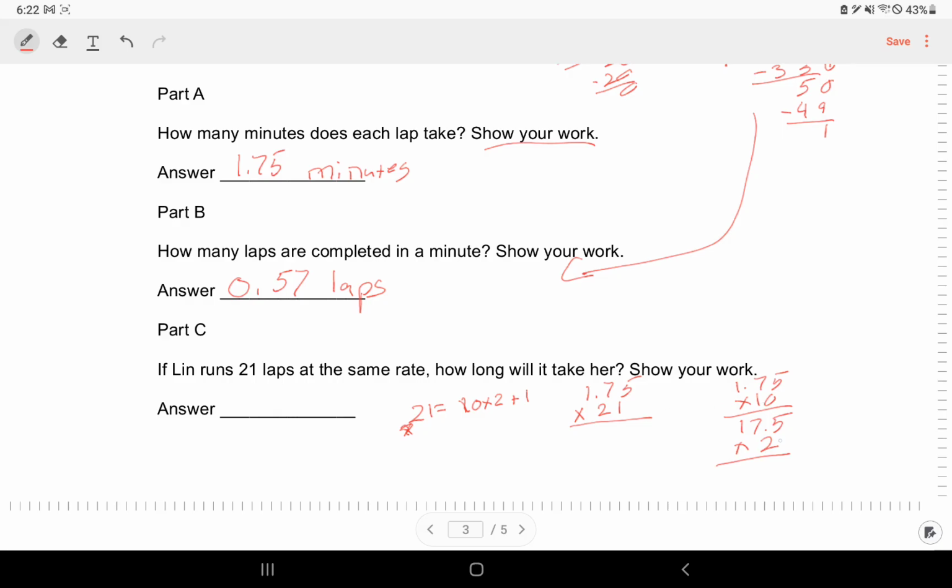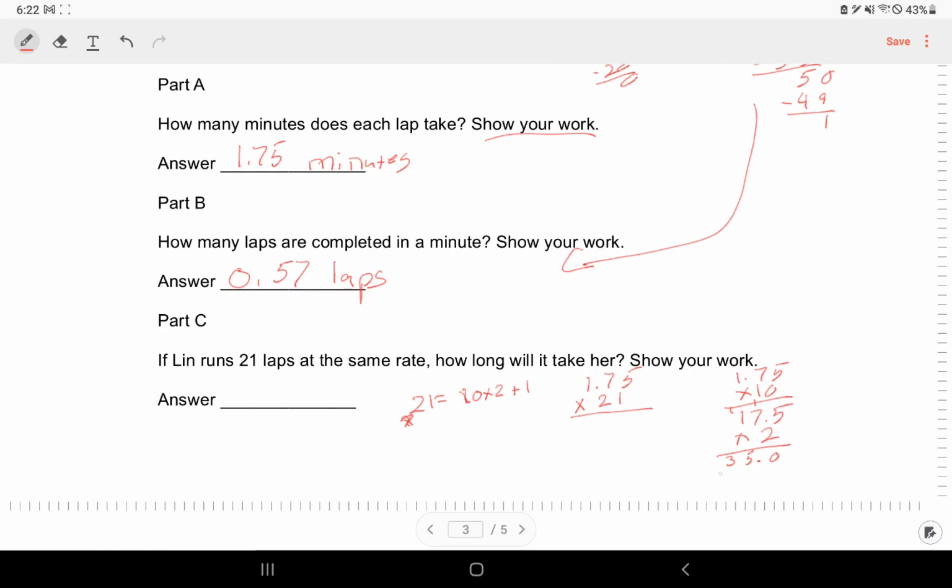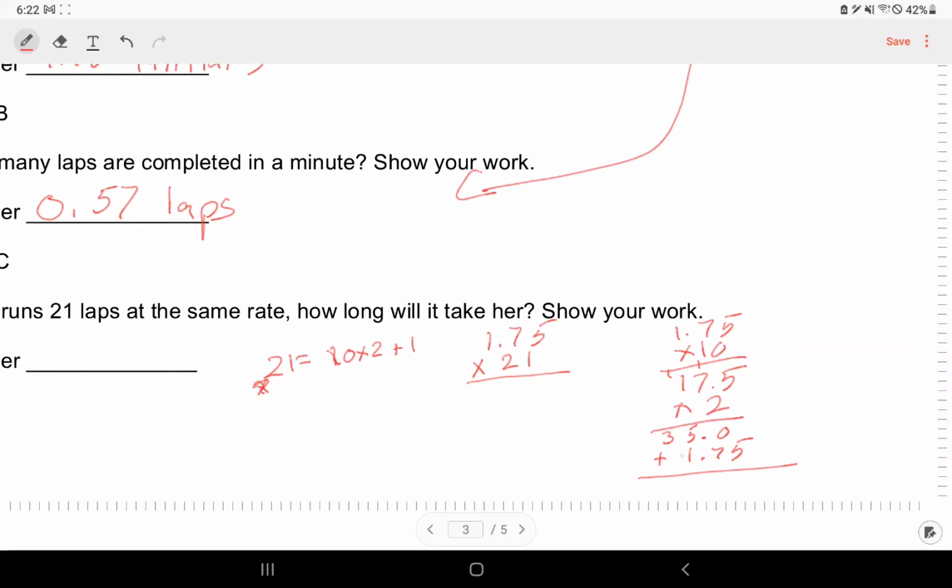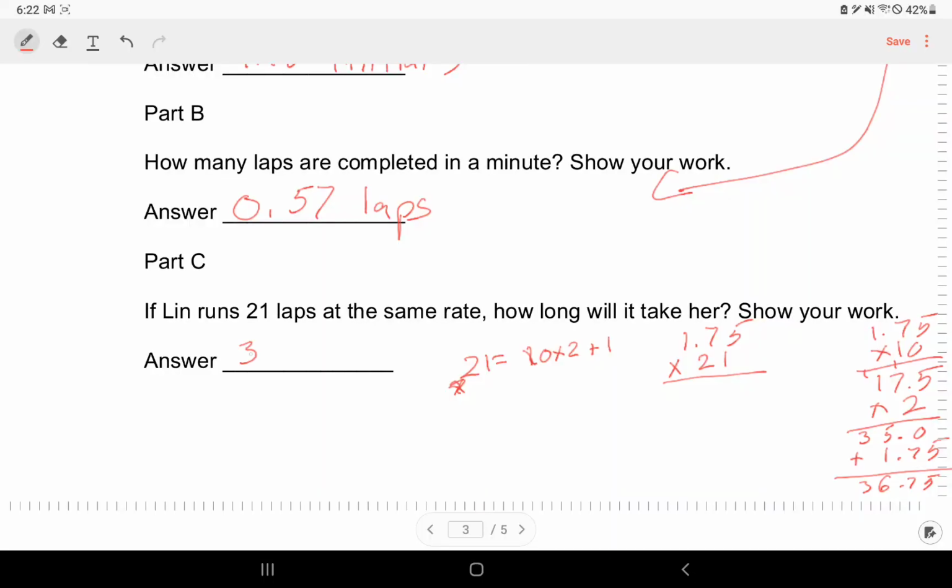So I multiplied by 10, so now I multiply by 2, and so 2 times 5 is 10, carry 1. 2 times 7 is 14, plus 1 is 15, carry 1. 2 times 1 is 2, plus 1 is 3, 1 decimal place, so that's 35 minutes, plus 1 more minute, so I add 1.75, and I get 36.75 minutes.